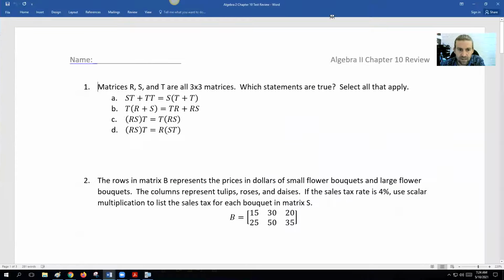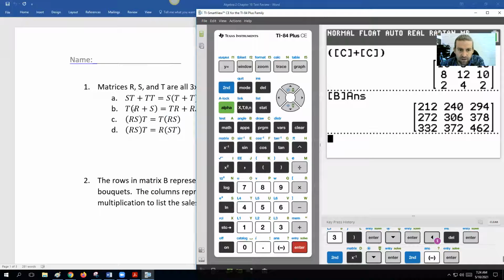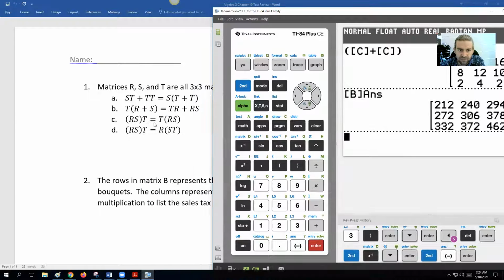Okay, next up, we'll just go through and try all these. We have to be careful with the addition. Is T plus R? I didn't even think about this one. T times R doesn't even make sense, so that one's not going to work. What about, is RS times T the same thing as T times RS? That one's not going to work either. All right, is RS times T the same thing as R times ST? Let's go through and see if we can do that.